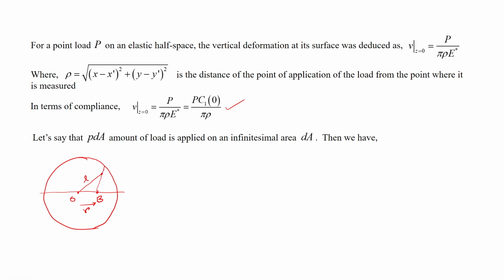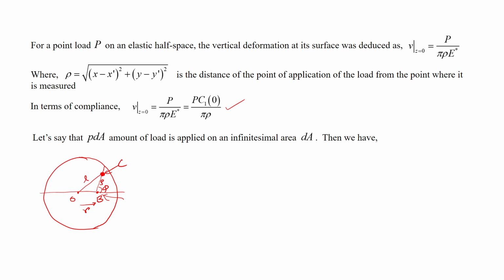Here let us say this distance is rho from here, and this angle is phi. There is a small area, which will be given as rho into d phi into d rho. We will come to that in a minute. This area is dA. Because of the load at this point, let us say C, what is the deformation at B? That is what we want to find out.